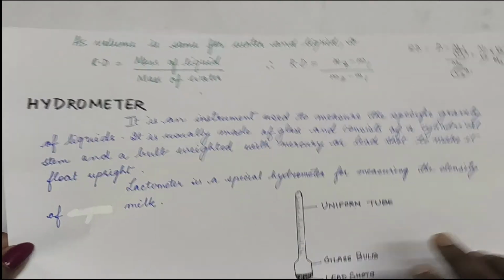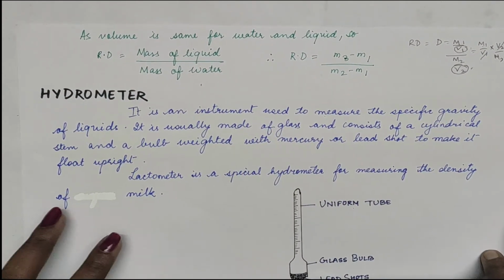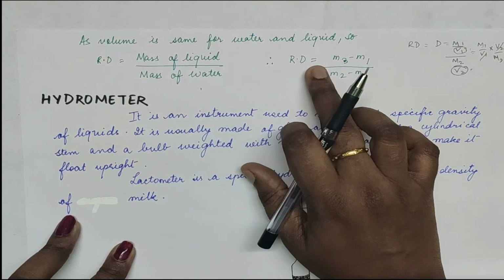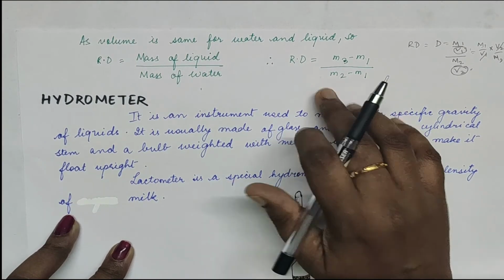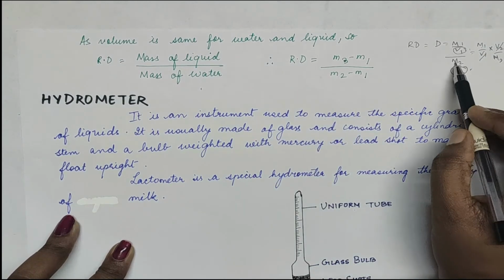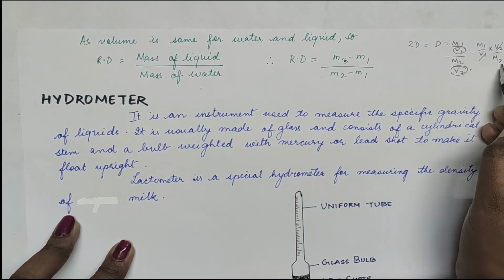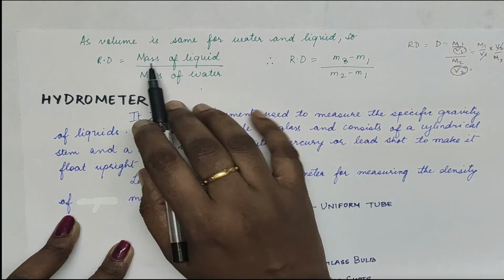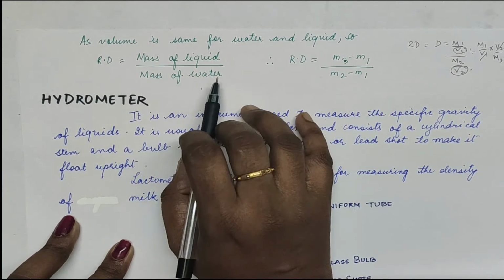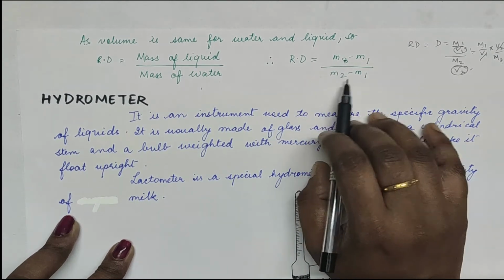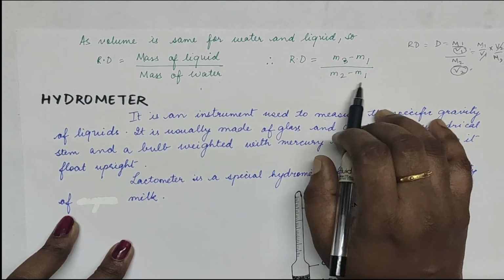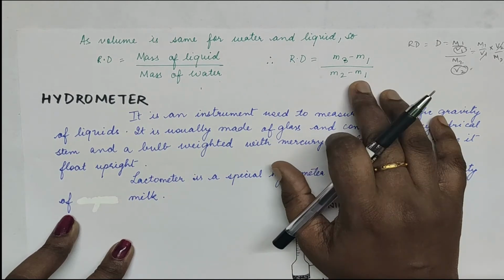Finally we come to a formula. As the volume is the same for water and the liquid, because we have put both in that relative density bottle, the masses will be different but the volume will be the same, and it will cancel out. So we are left with the mass of the liquid by the mass of the water, which is (m3 minus m1) by (m2 minus m1). Again, it does not have any unit because it is a ratio.